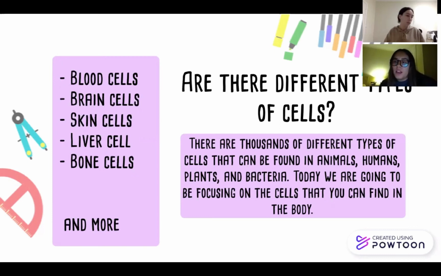So here is another slide that we would show our year 6. This is a content slide noting the different types of cells, which pertains to the content that students must be exposed to and retain in order to meet the success criteria. Here we have listed the different types of cells such as blood cells, brain cells, skin cells, liver cells, bone cells.